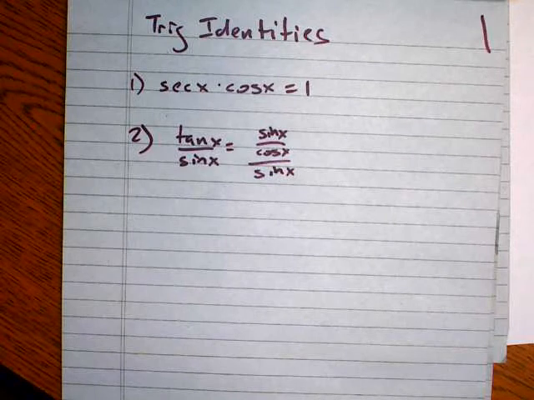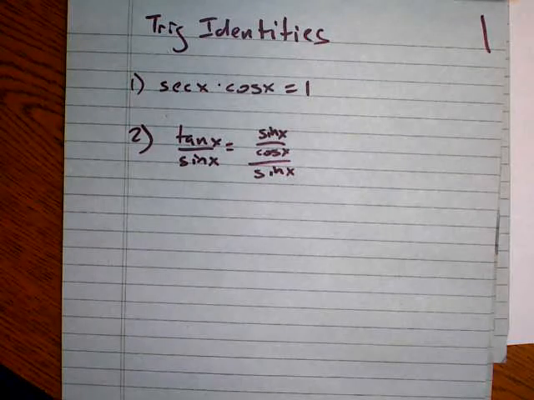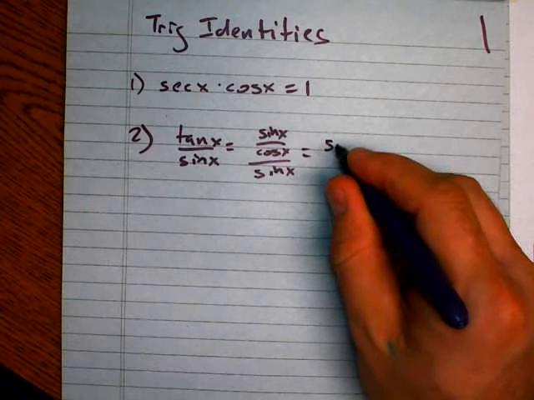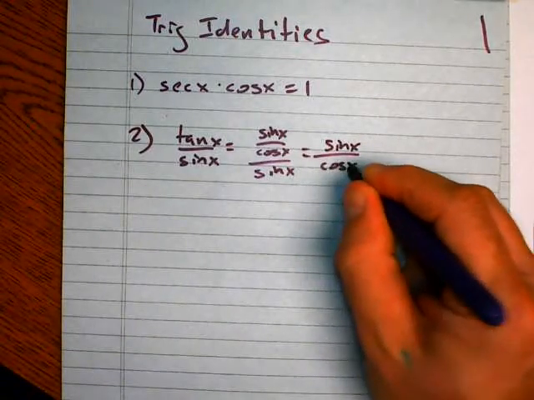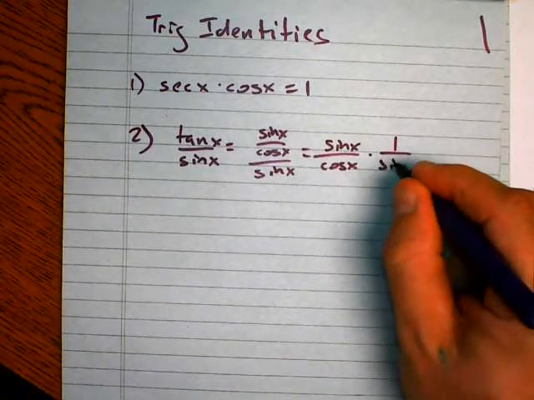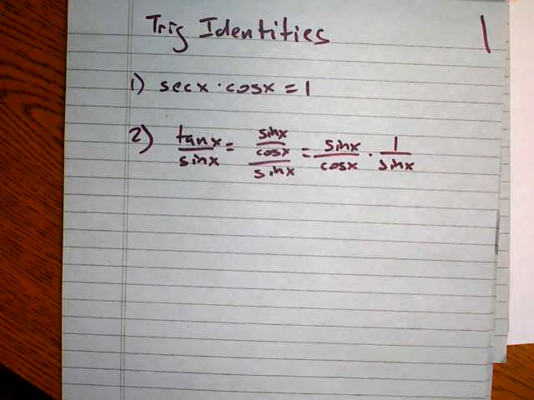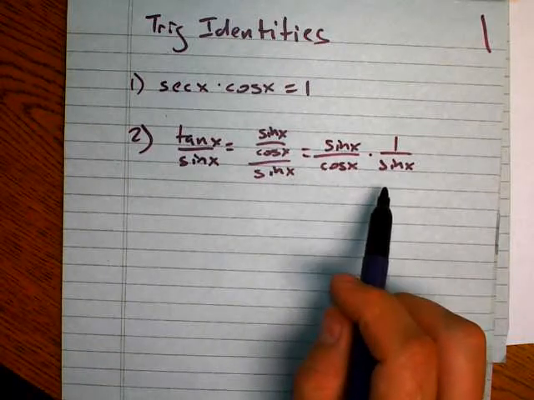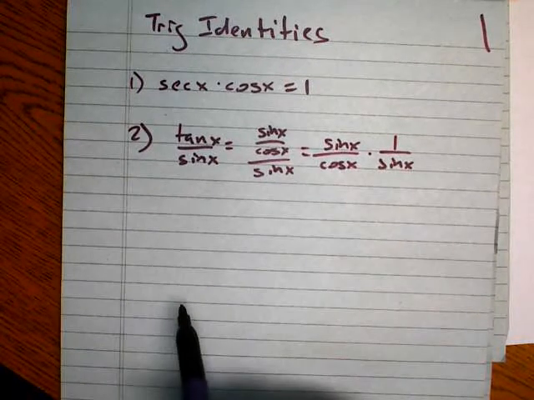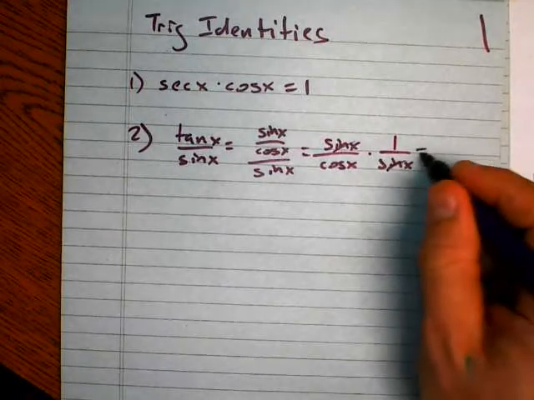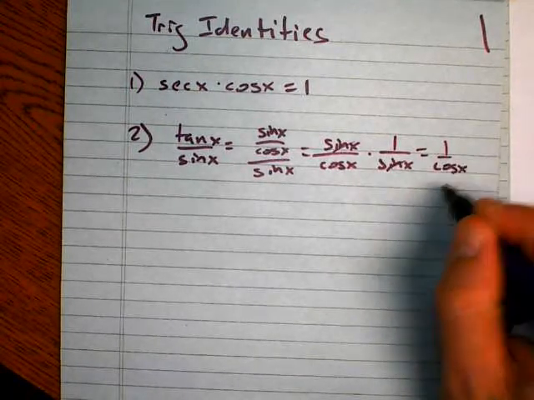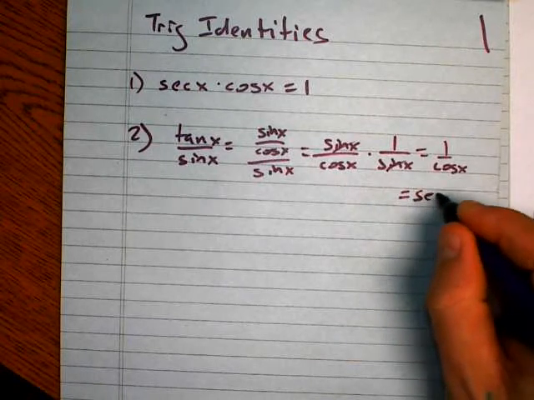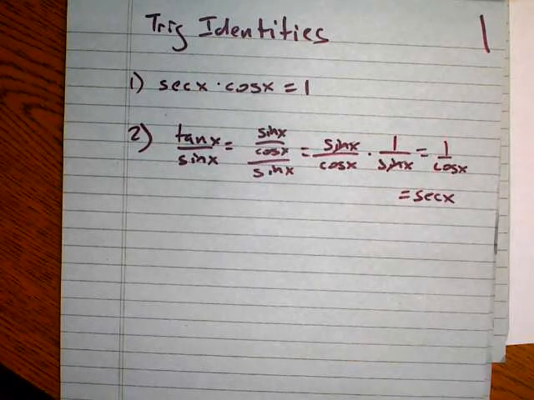Another issue that comes up here is that you've got sine over cosine over sine. I would get in the habit of writing sine x over cosine x times 1 over sine x. If you have something down here, I would just write it as a fraction, 1 over sine x. These sines will cross out and you get 1 over cosine x, and then if you apply the reciprocal, you get secant x, and you've simplified it.